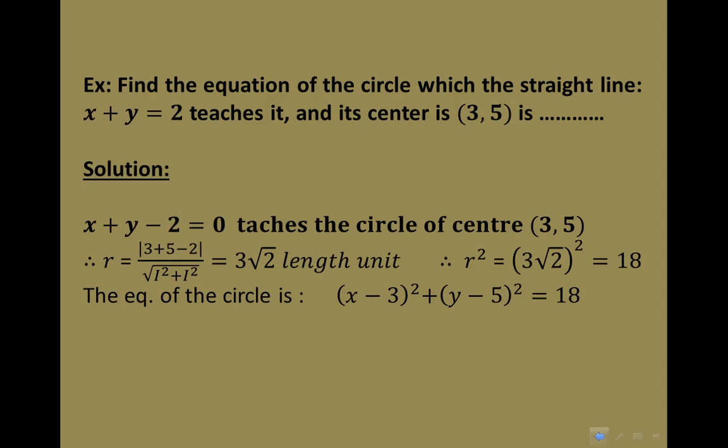Then r equals the absolute value of 3 plus 5 minus 2. I'll substitute the two values of x and y, 3 and 5, so 3 plus 5 minus 2 over the square root of 1 squared plus 1 squared equals 3 root 2 length unit. Here r squared equals 18, and the equation of the circle is x minus 3 all squared plus y minus 5 all squared, these two numbers are the coordinates of the center, equals r squared, which equals 18.